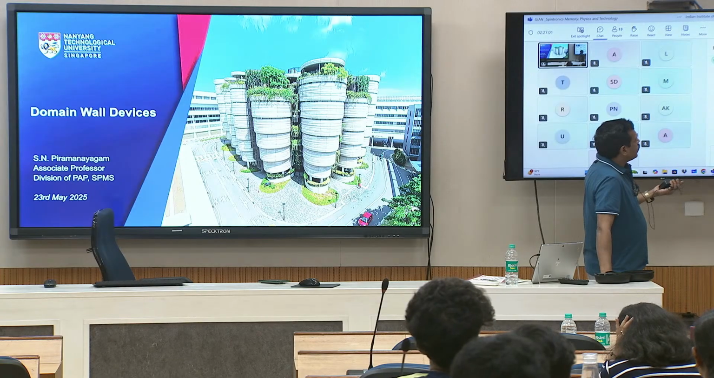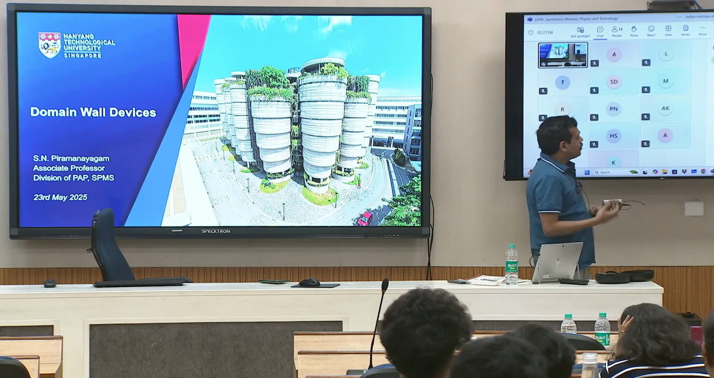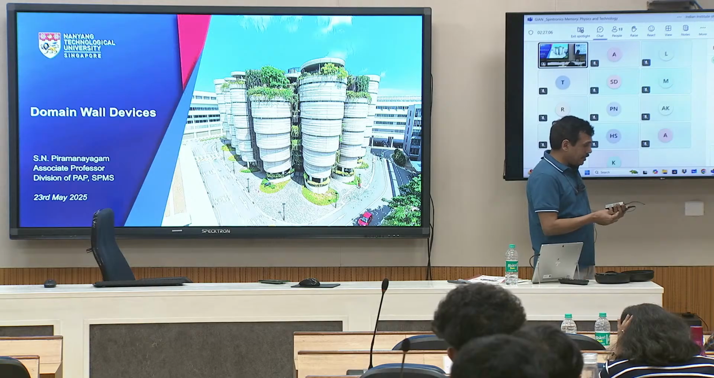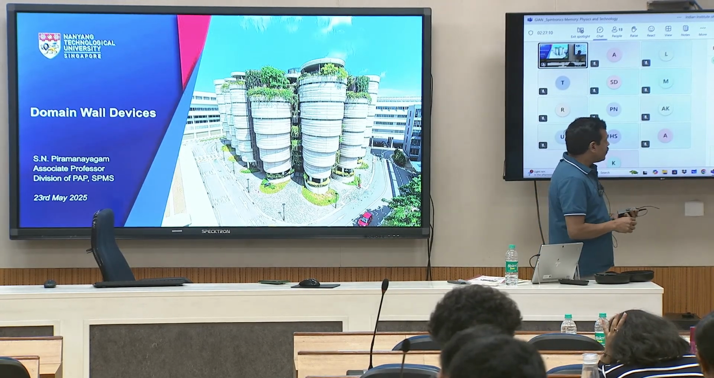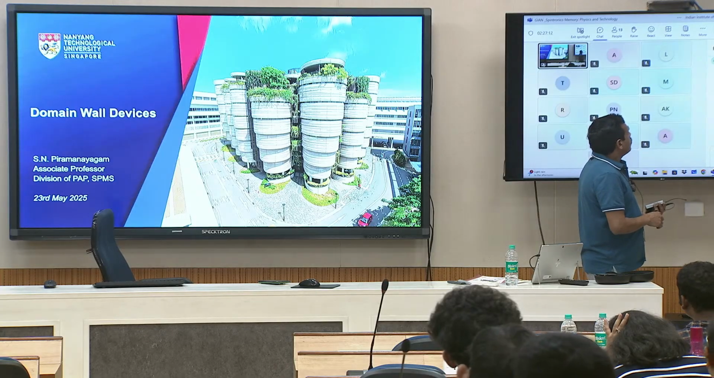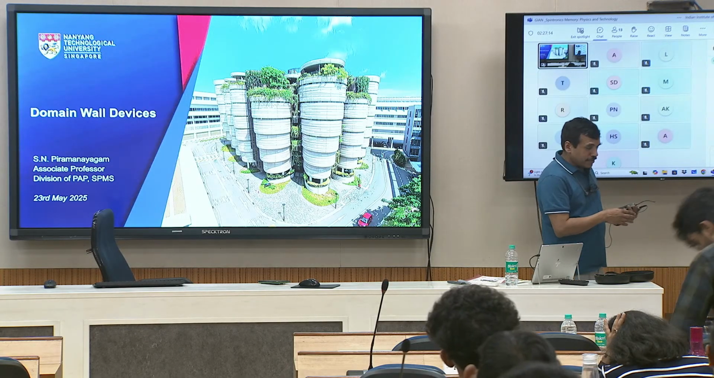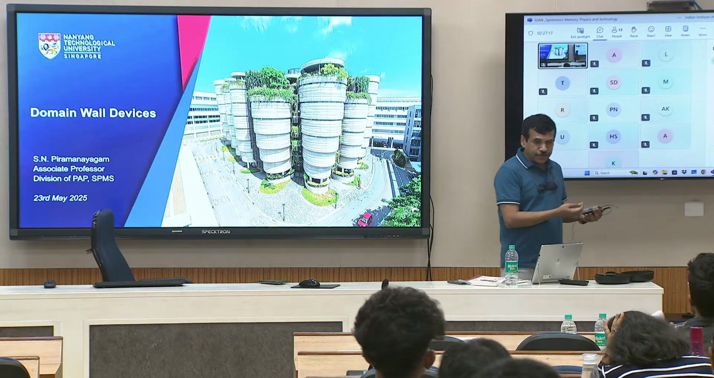The normal memory won't work, but spintronics memory can operate at any temperature, room temperature or 4 Kelvin. We can still achieve the memory. So, that is where all these memory technologies that you learn could still be useful even for quantum computing.